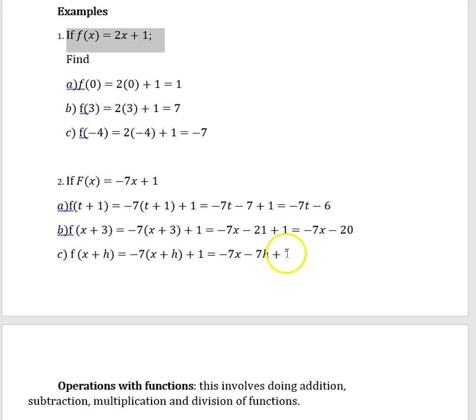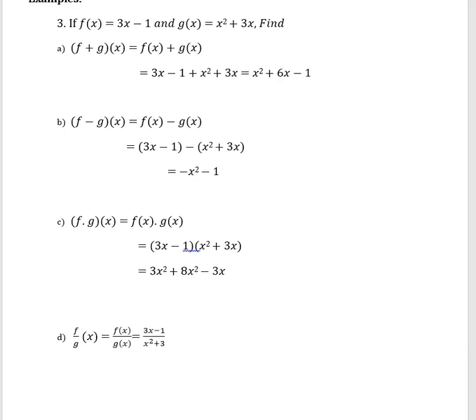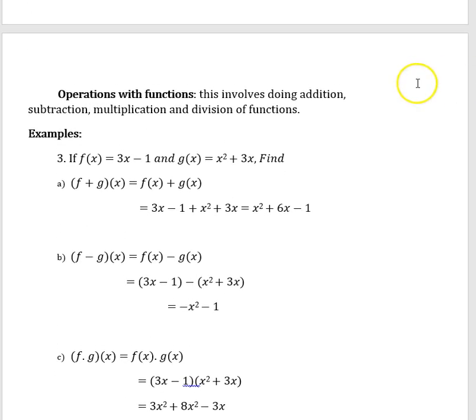Excuse me. That means we take this as the final answer. Let's now look at operations with functions. In operations with functions, we will be looking at using the addition, subtraction, multiplication, and division of functions.